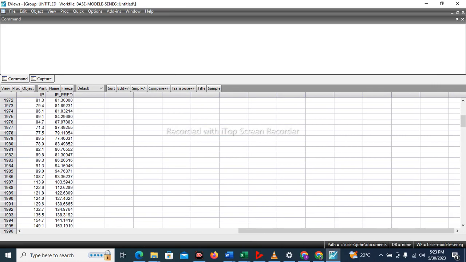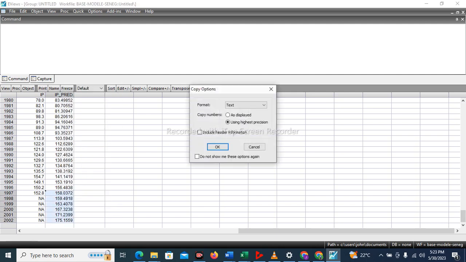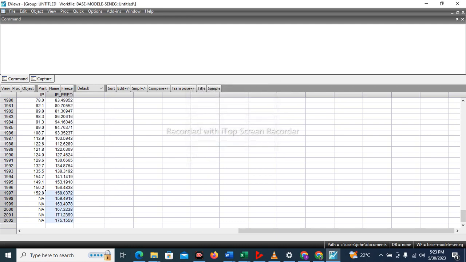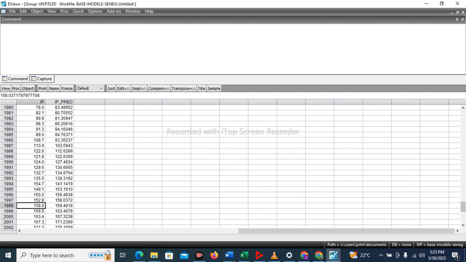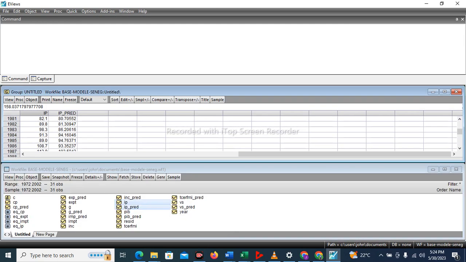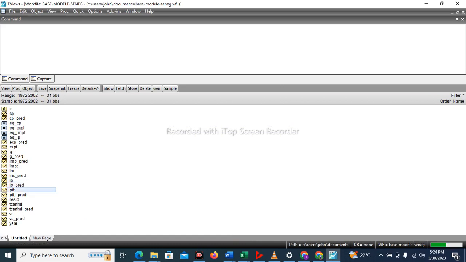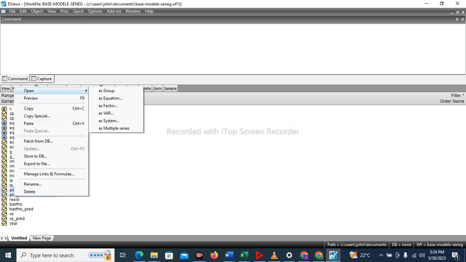Copy the data. That's it. Copy. Then you paste. That's it. Then go back to original window. Then we do the same for gross domestic product.